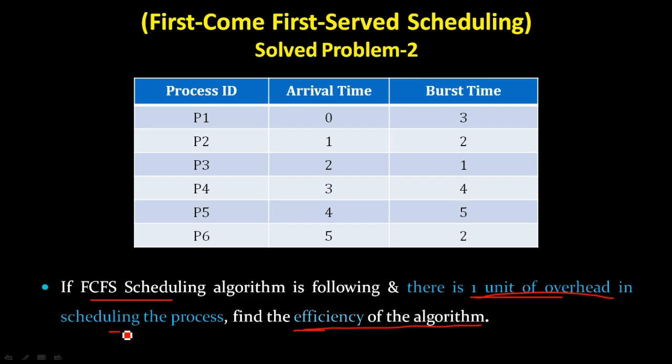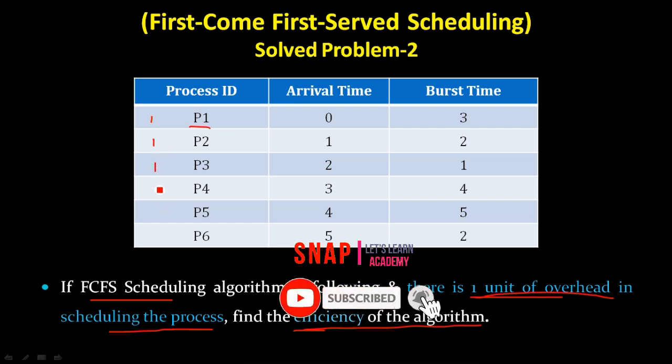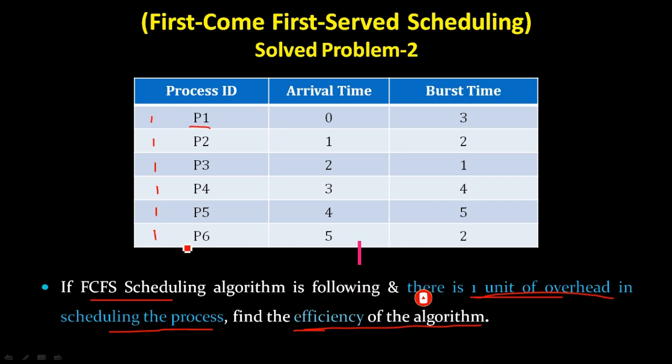Means before we schedule the P1 process we are adding 1 second, and before executing P2 one more second, before P3 one more second, P4, P5 and so on up to P6. So we are adding 1 second to each of the processes because we are shifting from one process to another process, which is called context switch.